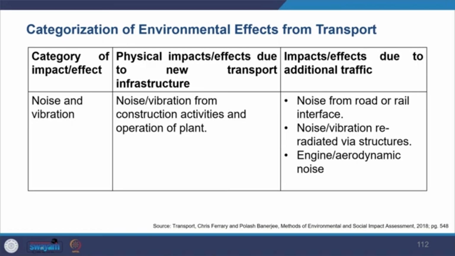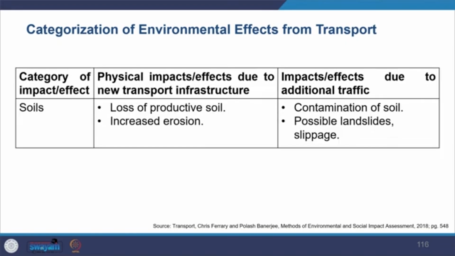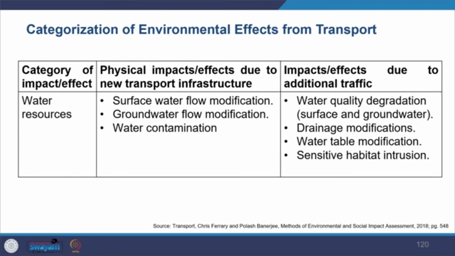So you see that you have models for noise modeling estimation from road traffic. So you have FHWA STAMINA 2, then you have OPTIMA, then you have MicroBruit. So all those lists are given to you. So these all are available for noise modeling from the road traffic. So you can see this. Then you also have impact on soil because of the compaction and increased erosion. The soil character changes. You have water resource issues.